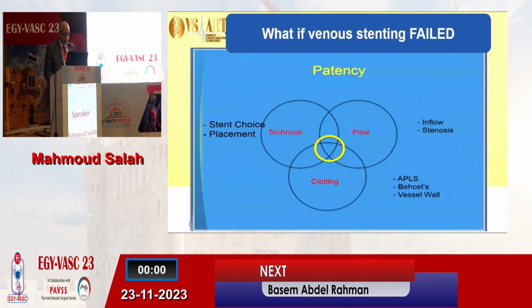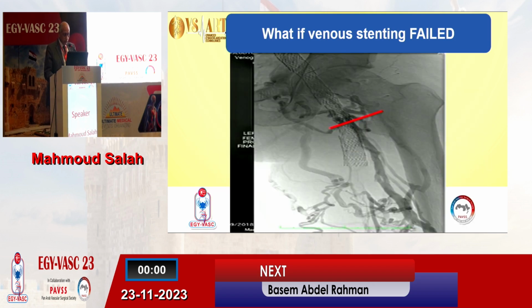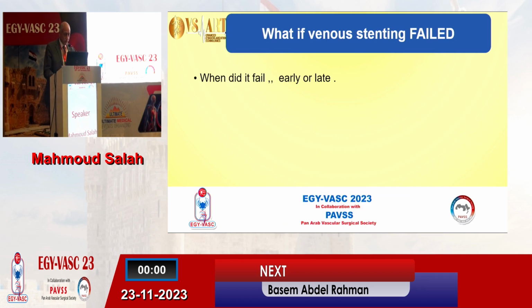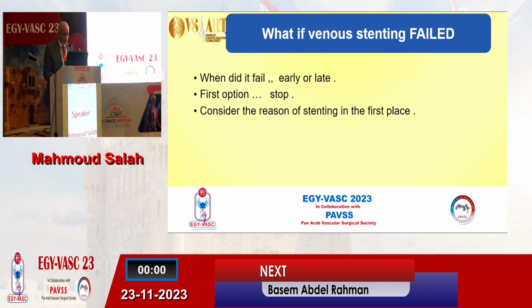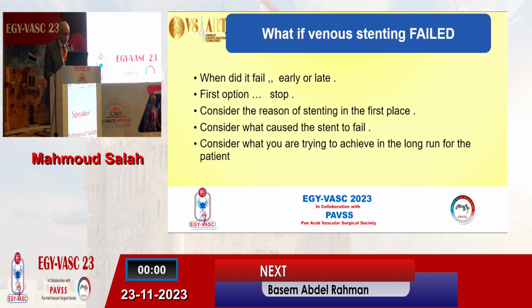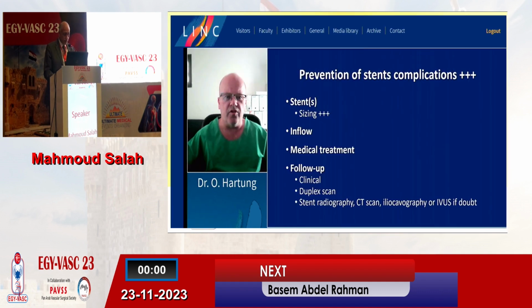And what if the venous stent failed? We should check if it's early or late. The first option is to stop and consider the reason for stenting in the first place, what caused the stent to fail, and what we are trying to achieve.